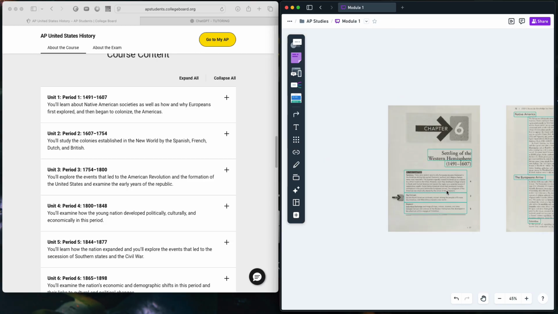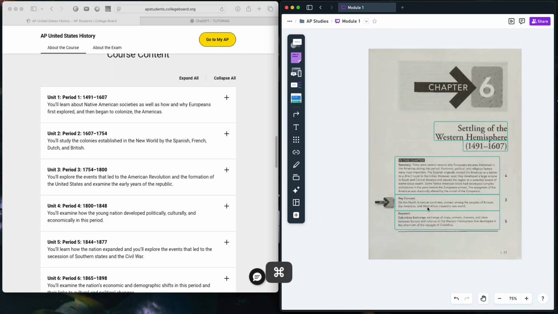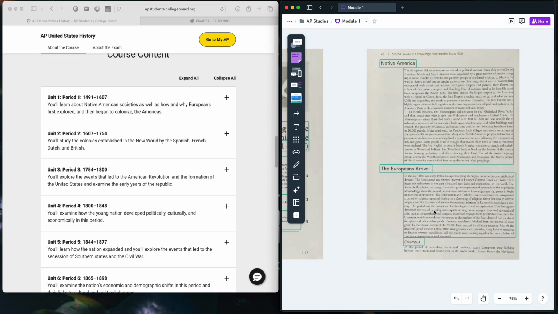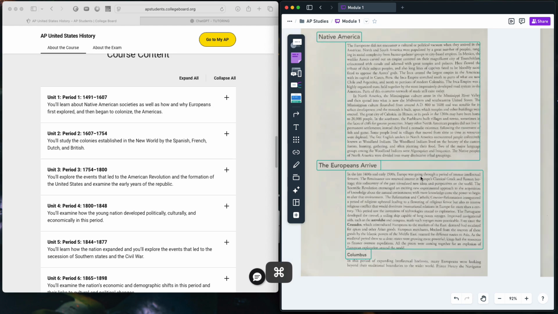All right. So we read the key concept, we read the summary, we read the keywords. Now what we're going to do is take a second to read, let's say, the first paragraph of Native America. If we can, we'll try to find a couple facts, right? And how those facts lead to a concept. That's what you want to be doing, especially in class.